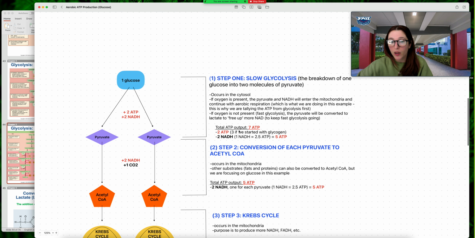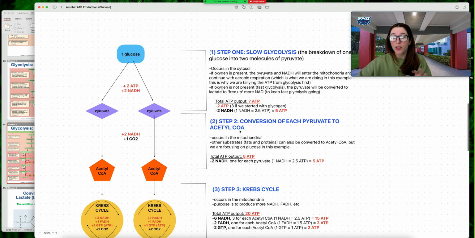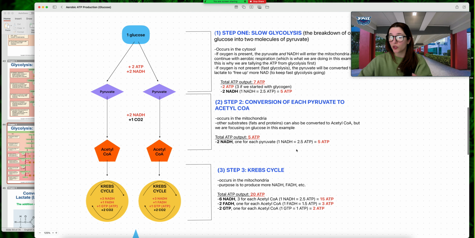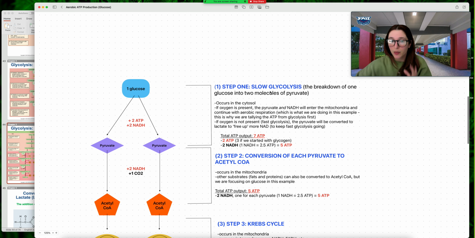Okay, so step 1, what is our ATP tally? And by the way, before I even go over this tally, the only 3 steps that we need to tally anything are step 1, step 2, and step 3: glycolysis, the conversion to acetyl-CoA, and the Krebs cycle. Okay, so anyway, step 1, to go back again, is the breakdown of glucose into 2 molecules of pyruvate. We make 2 ATPs, 2 NADH.